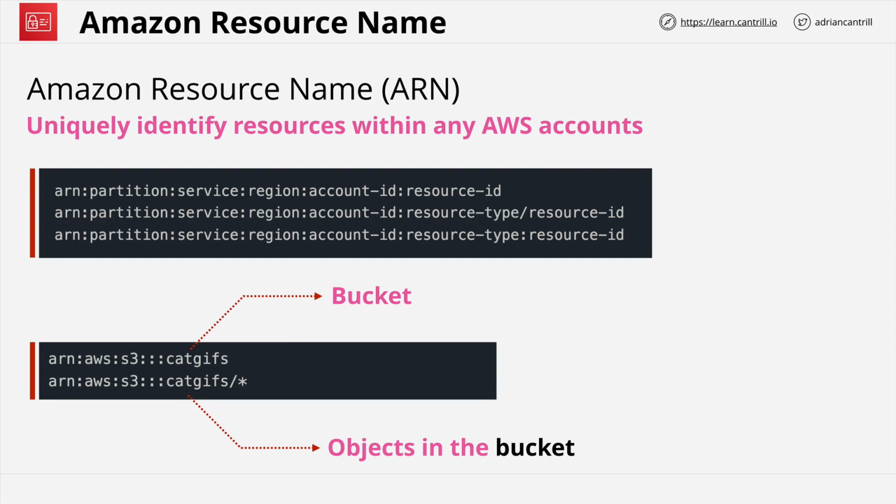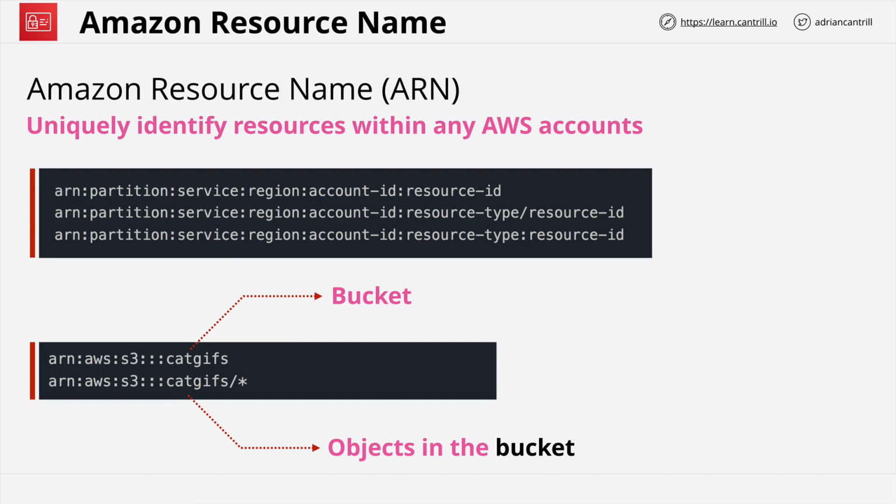The next part is service, and this is the service namespace that identifies the AWS product, for example, S3, IAM, or RDS. The next field is region, so this is the region that the resource you're referring to resides in. Some ARNs do not require a region, so this might be omitted, and certain ARNs require a wildcard, and you'll gain exposure through the course as to what different services require for their ARNs.